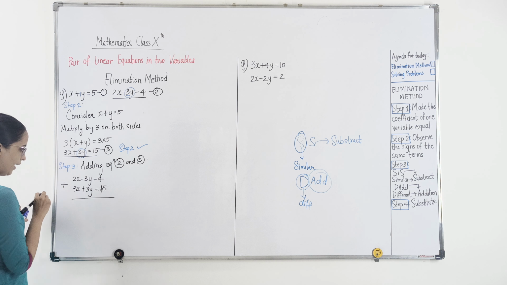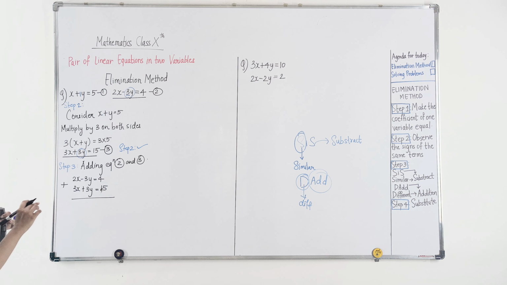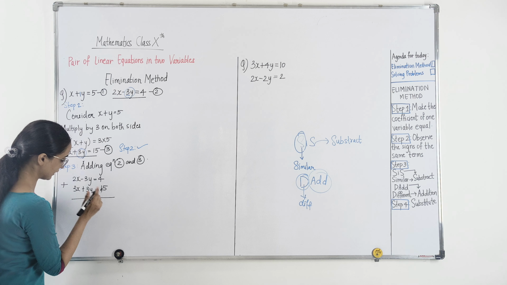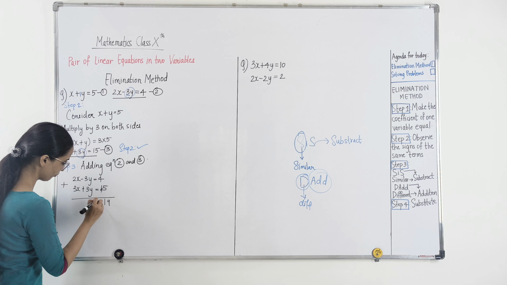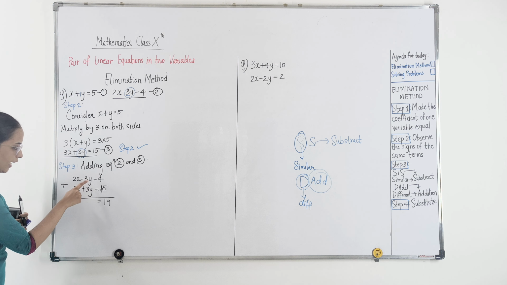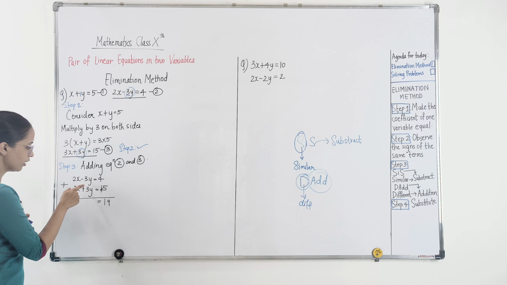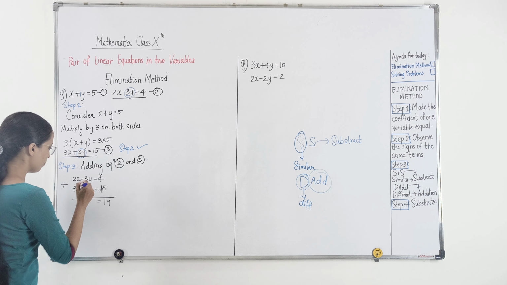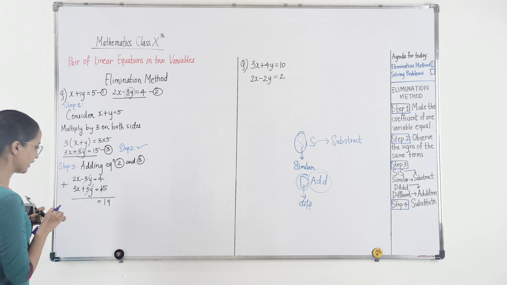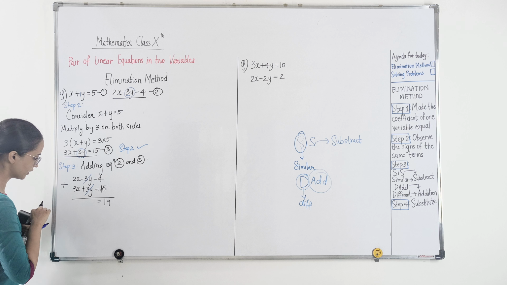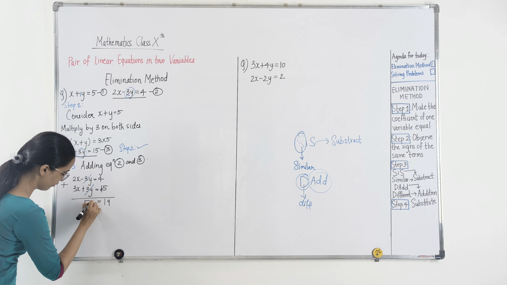And you're supposed to add them. Now here if you see, 15 plus 4 is 19. These two are similar terms, or like terms, with opposite signs. So minus 3y and plus 3y gets cancelled, and 2x plus 3x would give you 5x.